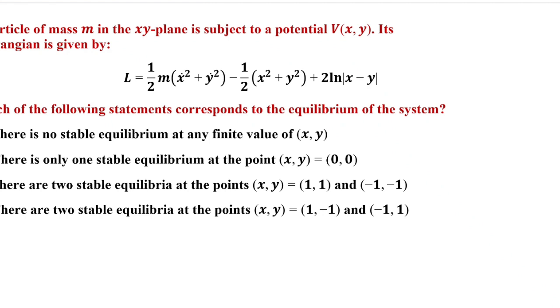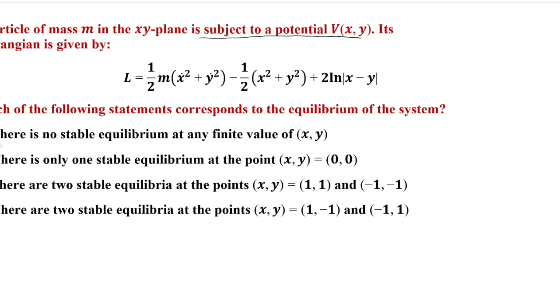Yes, I think this is a very important problem. Here, a particle of mass m in the xy plane is subjected to a potential V of xy. So its Lagrangian is given by L is equal to 1 by 2 m into x dot square plus y dot square minus half into x square plus y square plus 2 into ln of modulus x minus y. So which of the following statements is correct corresponding to the equilibrium of the system?